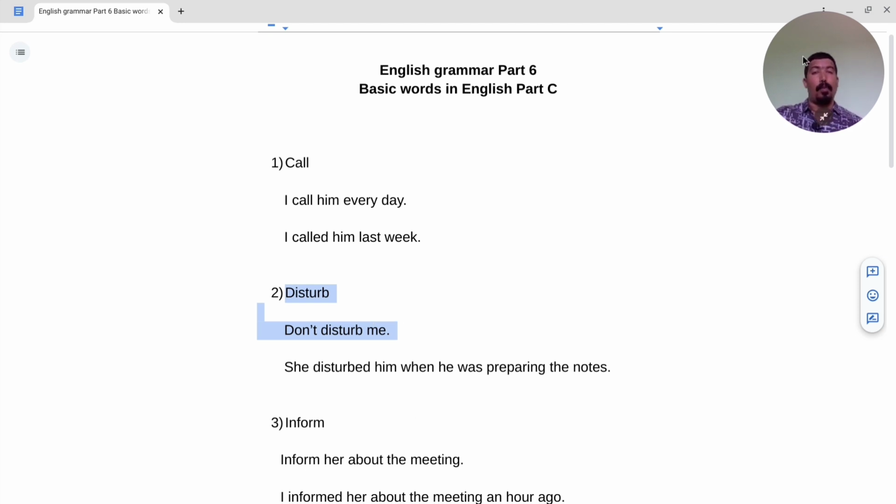Don't disturb me. When does somebody say this sentence? Can you imagine the situation? Here, I am doing my work. One of my friends comes to my house and he comes to talk with me. So I told him, okay, I am busy with my work. I will talk to you later. Don't disturb me right now.